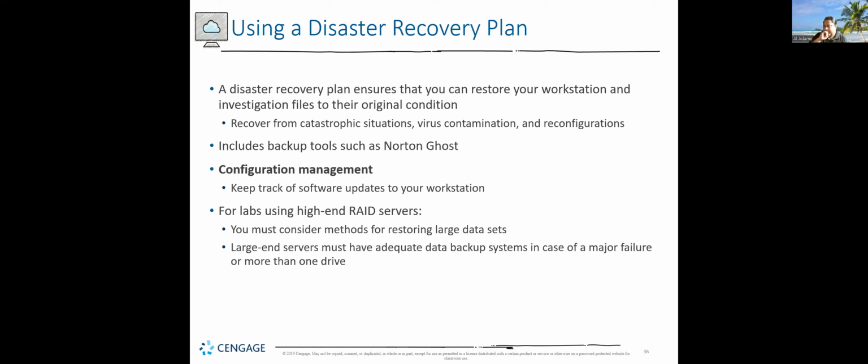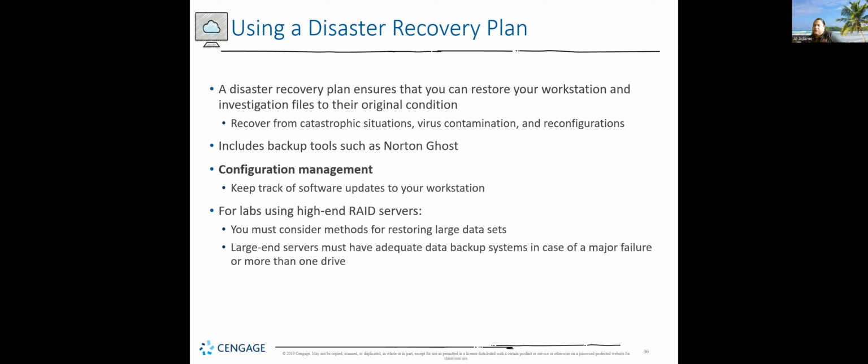So you also need what's called a disaster recovery plan. It ensures you can restore your workstation and investigation files to their original condition. Recover from catastrophic situations, virus contamination, and reconfigurations. But this is also why you use external drives. It makes sense, and you're off the network. So if your machine gets damaged, only your machine gets damaged, not somebody else's. Yeah, you might lose some work, but you can't take down the whole area. You know what I mean?